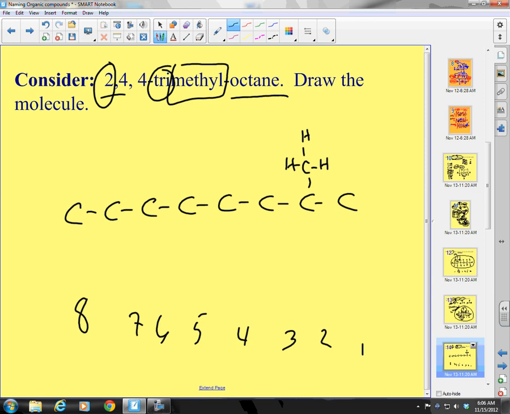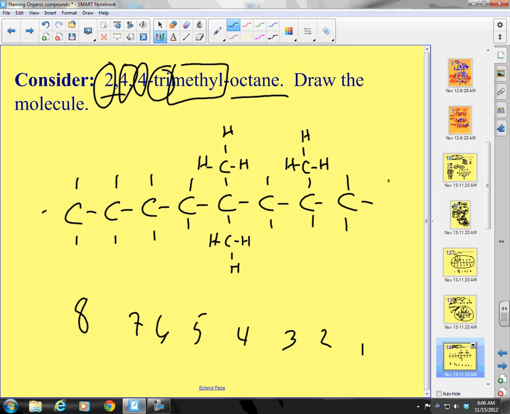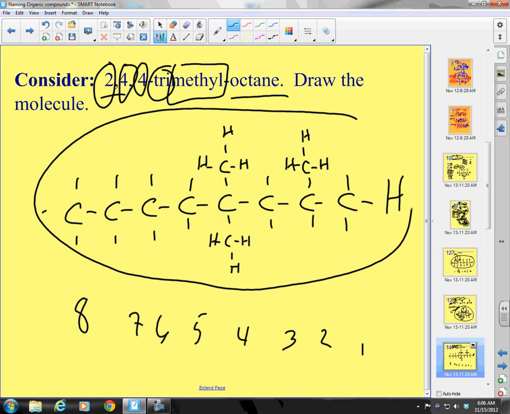And then I have what? 2 methyl groups on the 4. 1, 2, 3, 4, so I need a methyl group here and a methyl group here. And then I'll fill the rest of this in with hydrogens. I'm just going to leave these as lines, but all of these are essentially hydrogens. Okay, and so that would be 2,4,4-trimethyloctane, or of course you could switch your numbering and that would be completely correct.